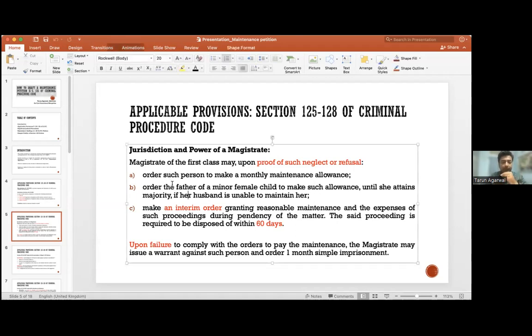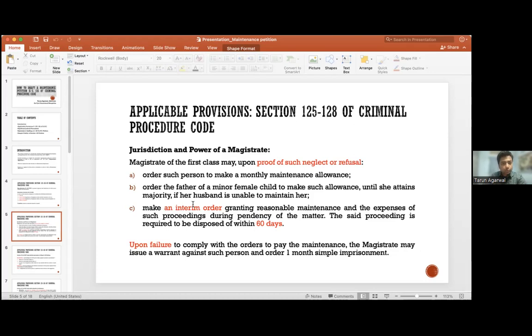Now under this section 125, if we talk about the powers of a magistrate, such magistrate may either order a person to make a monthly allowance. Second, the magistrate also has the power to grant maintenance to a female child till the age she attains majority, if her husband is unable to maintain her. Third important power that a magistrate has: assume a scenario wherein a wife is living in destitution, has been thrown out of her matrimonial house by her husband or her in-laws. In that situation, there might be a case where a wife does not even have any basic source of income and she's not even able to take care of her basic needs.